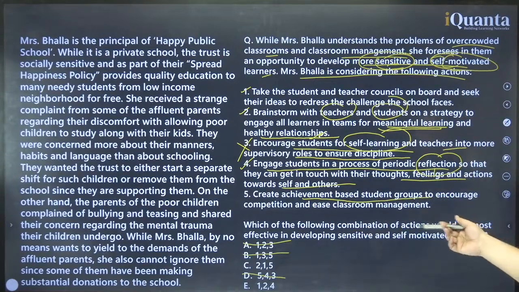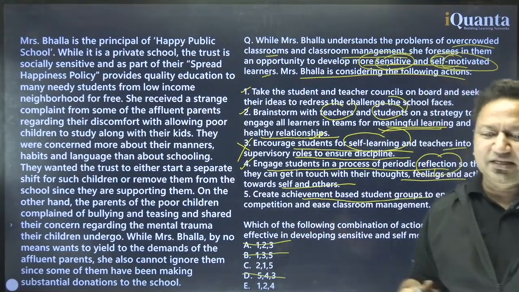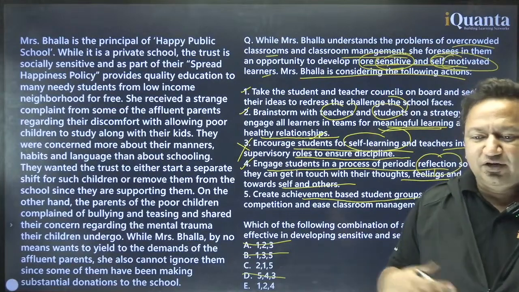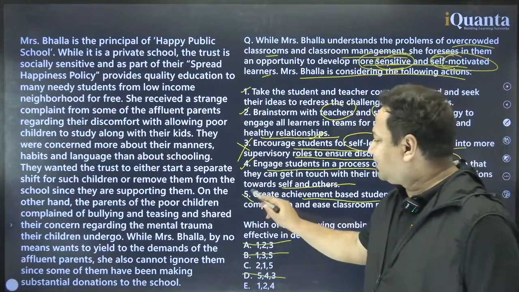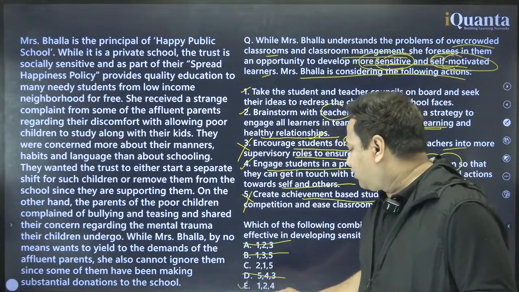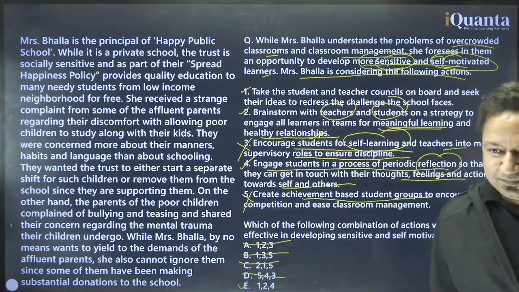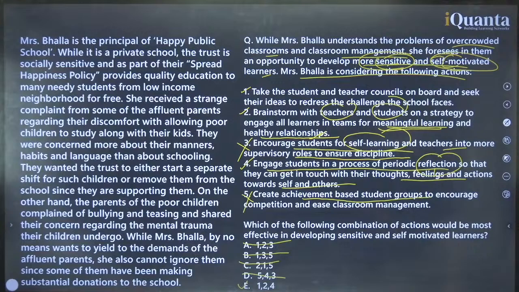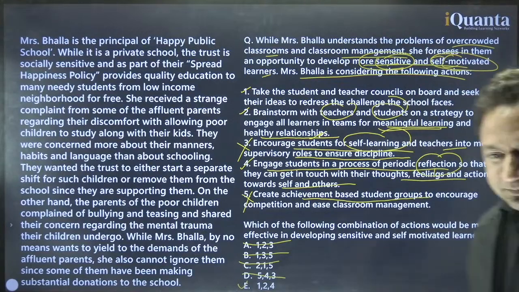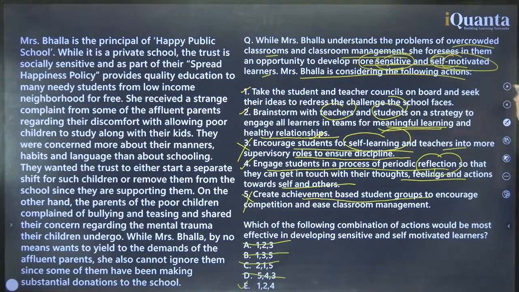Achievement based. यहाँ तो competition और बढ़ेगा. Probably again the same thing will happen, that rich will try to bully poor. So 5 will be not a better choice. It will be 4. We'll go with option E. Clear? Well, next one.